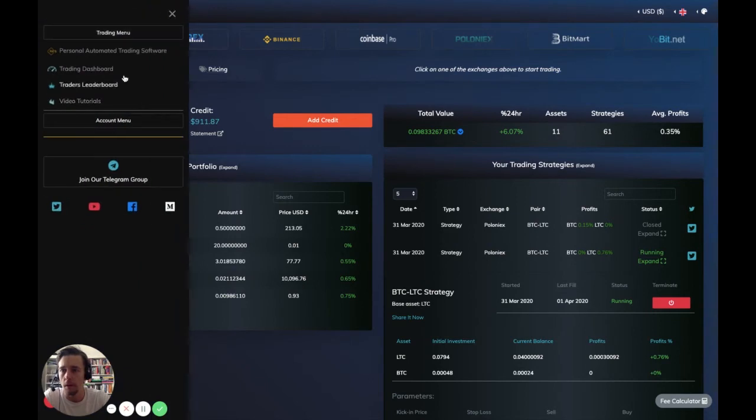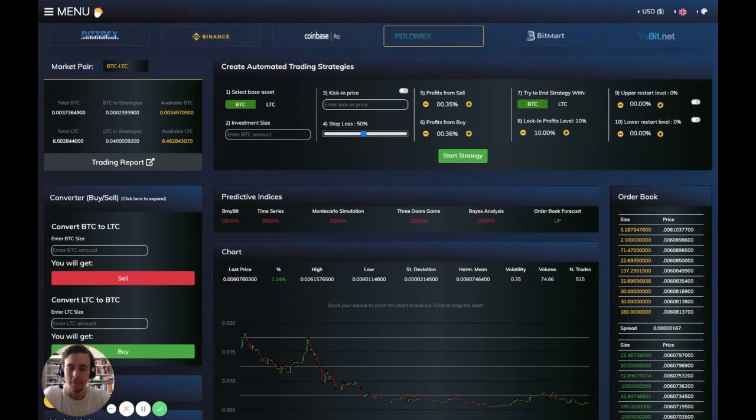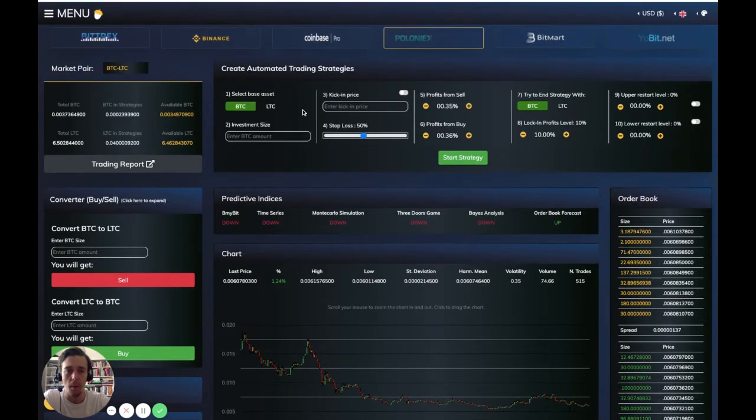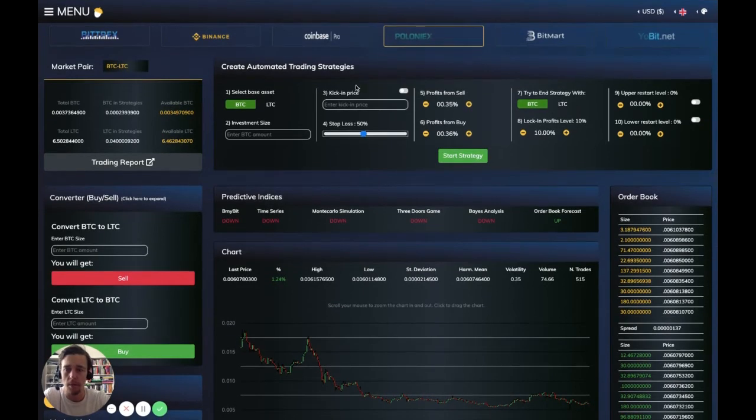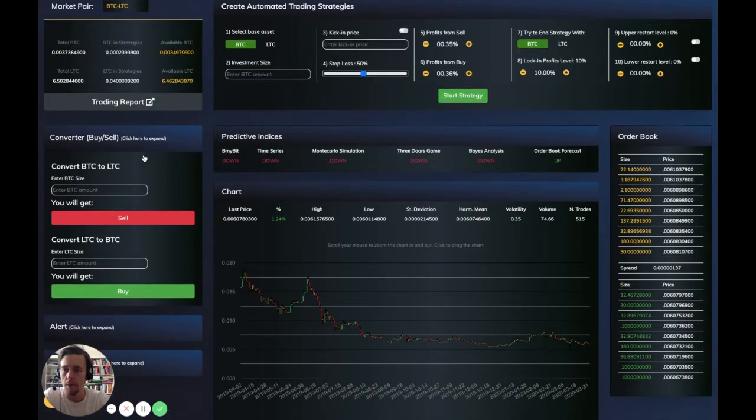Okay, once we're here, you can see that I've got available nearly 6.5 Litecoin. Up here is where we're going to set our parameters. You can convert, buy, and sell different currencies here if you want.